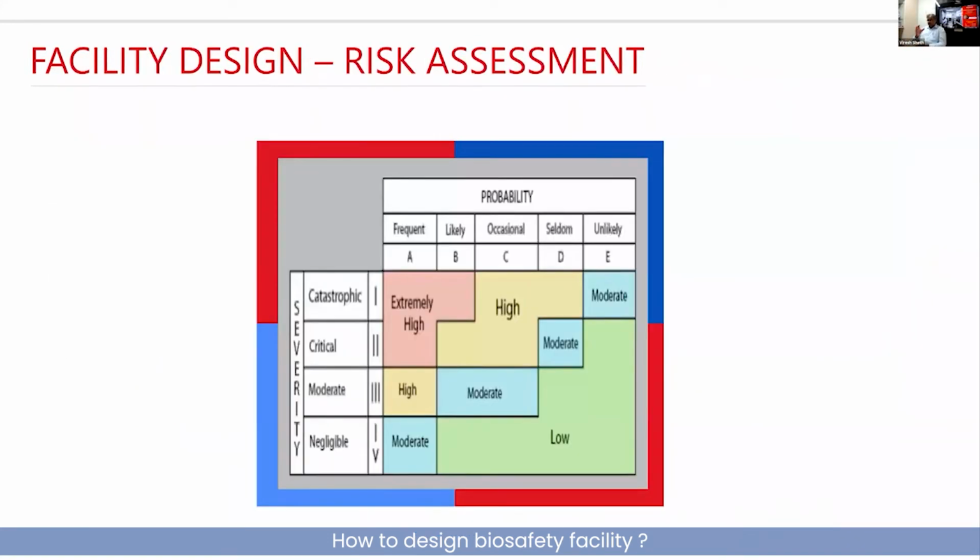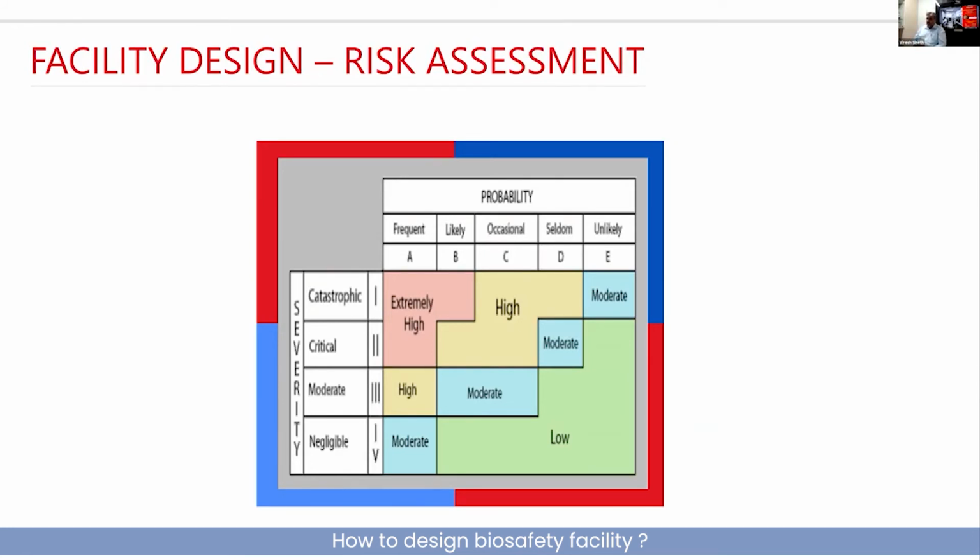I use a risk assessment matrix. It's a 5x4 matrix, which I use generally when I carry out a risk assessment of a biosafety facility. It is not sacrosanct that this is the only matrix. You could use 5x5, you could use 4x4. What is important is that we need to identify the probability of an occurrence of a biohazard versus its severity, and then decide what biosafety level we will end up with.